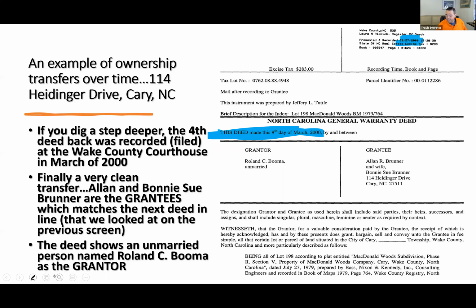If you notice, the grantees on this deed are Alan and Bonnie Sue Bruner, who were the grantors on the next one. And they bought the house from a guy named Roland C. Booma. Their attorney did great at specifying that he was unmarried. He was looking for a spouse back in 2000. We don't know if he's still looking or not. No, it's actually very important, because if he was married, would his spouse also need to be signing this deed? Yes, absolutely. That's why it's really important to identify that he was an unmarried person.